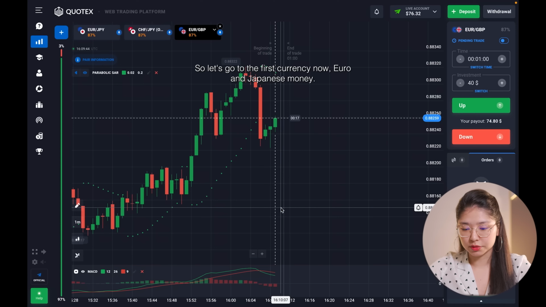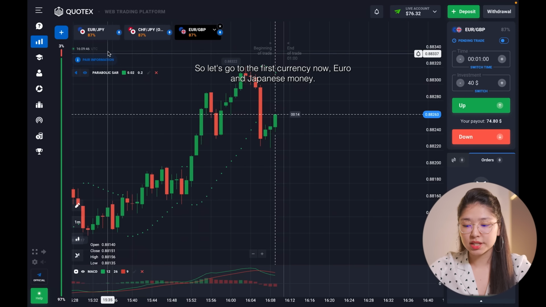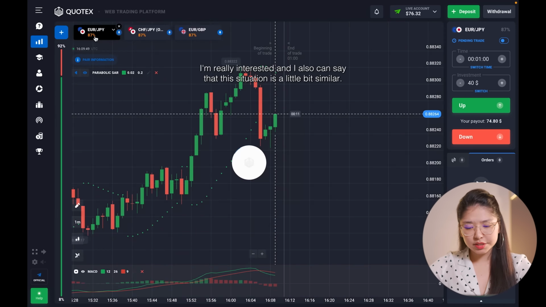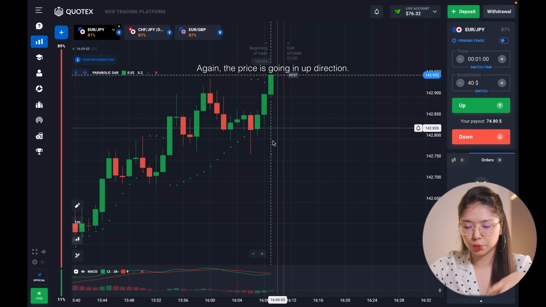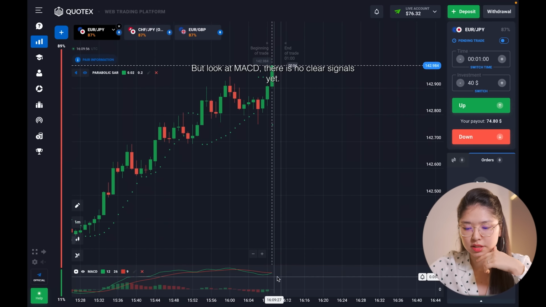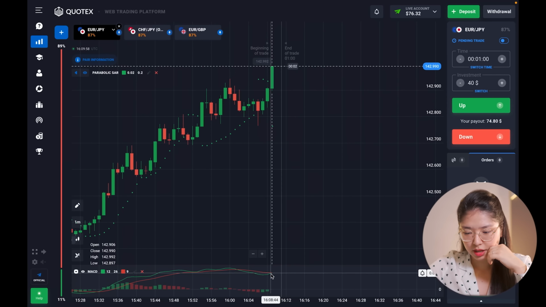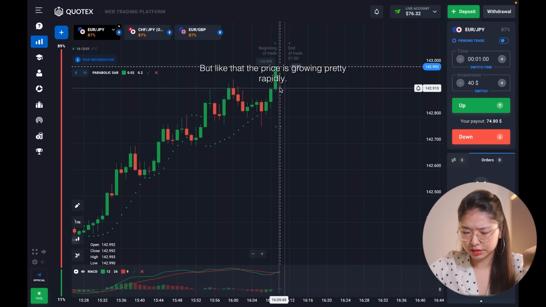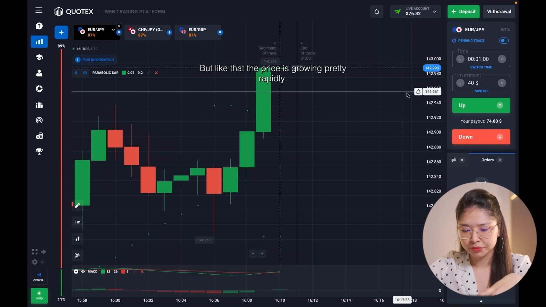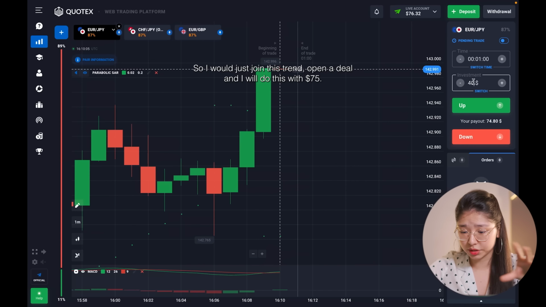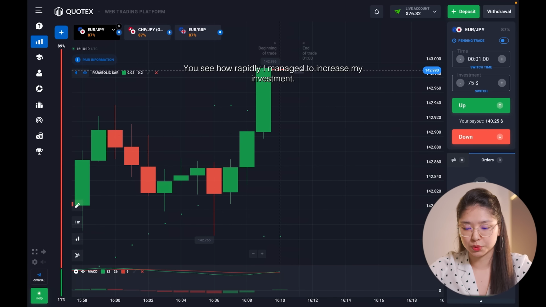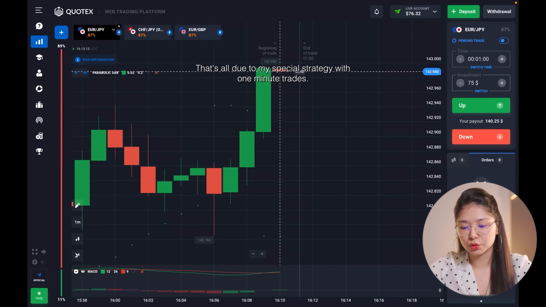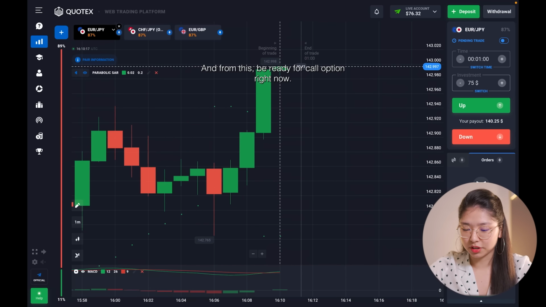Let's go to the first currency now, Euro and Japanese yen. What's happening right now here? I'm really interested in it. I can say that the situation is a little bit similar, and again the price is going in that direction. But look at MACD, there are no clear signals yet. There is no intersection, but the price is growing pretty rapidly. I would just join this trend and open a deal, and I will do this with $75. You see how rapidly I managed to increase my investment, and that's all due to my special strategy with 1 minute trades. From this point, be ready for a call option right now.